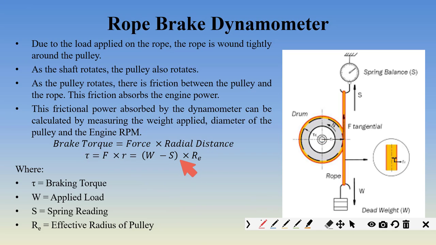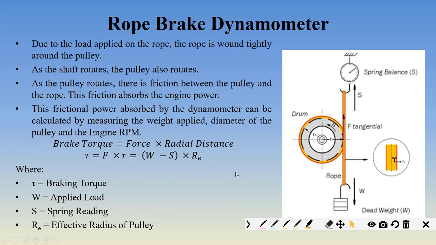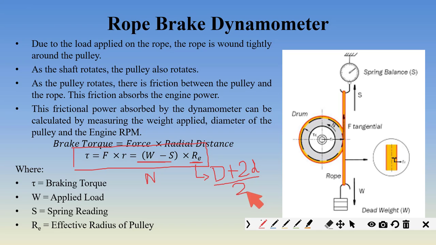Even if you do not remember anything else, please remember this formula for a rope brake dynamometer. Torque is what? Force into radial distance. Force is what? W minus S. Remember, W minus S should be in newtons. R is what? Radial distance. And what is the formula for radial distance? D, where D is the diameter of the pulley, plus 2d, where small d is the diameter of the rope, divided by 2.